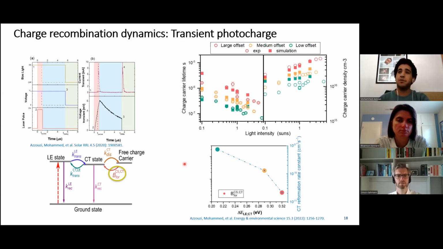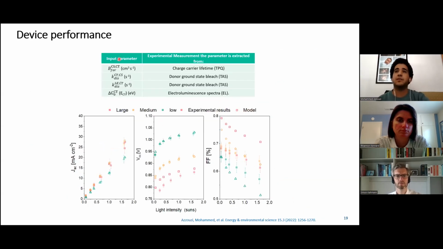So when we put all of these parameters together, and here I've tried using similar donors with the same acceptor, we tried to minimize the number of parameters that could be changing, and we managed to explain different experimental results at different time scales using just 4 parameters that are changing along the series. That is the reformation rate, the dissociation of CT to CS and of LE to CT, as well as the free energy of the CT to ground state transition.